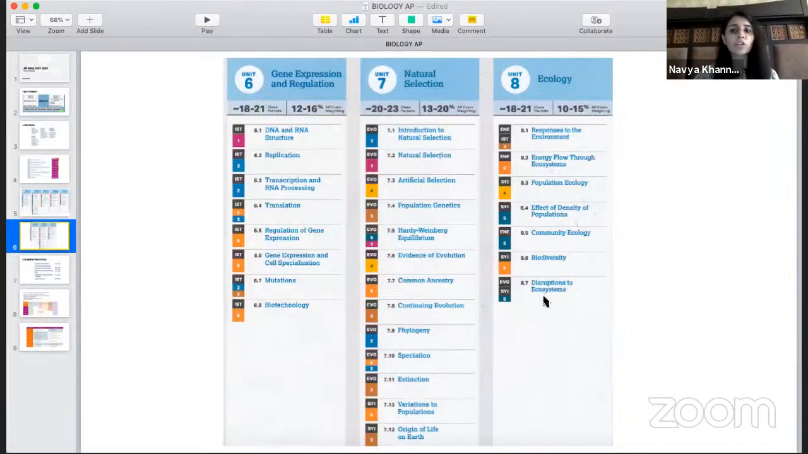Ecology, of course, has anything to do with your environment, right? What is the stimuli and the reaction response? All of that talks about your biodiversity, what happens when the ecosystem is disrupted, and energy flow through the different ecosystems. All of that is covered under ecology. Okay, so I hope this is clear.